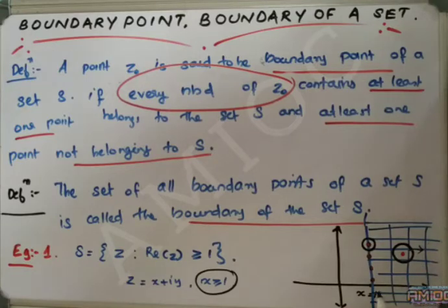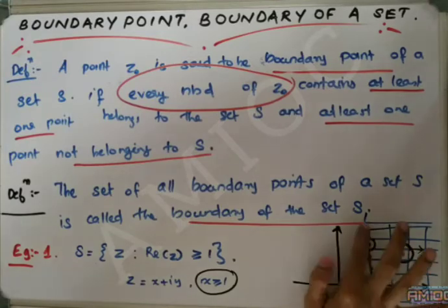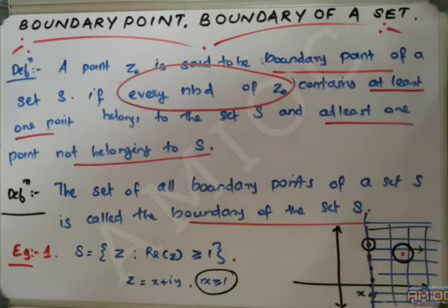Therefore, any point from S that does not lie on x is equal to 1 is not a boundary point, and all the points on the line x is equal to 1 are the boundary points of the given set S. Hence, the boundary points of the set S are the points on the line x is equal to 1. All the points on the line x is equal to 1 will become boundary points. No other point in that set becomes a boundary point.